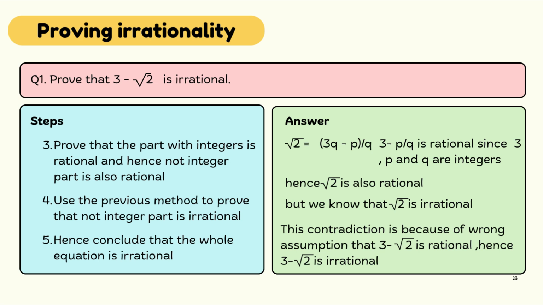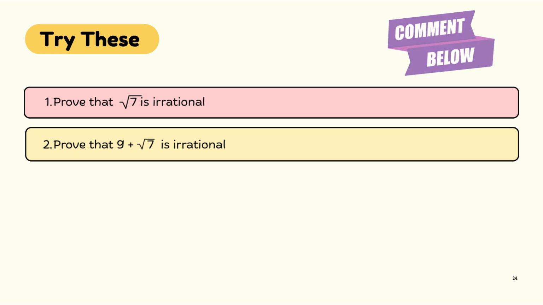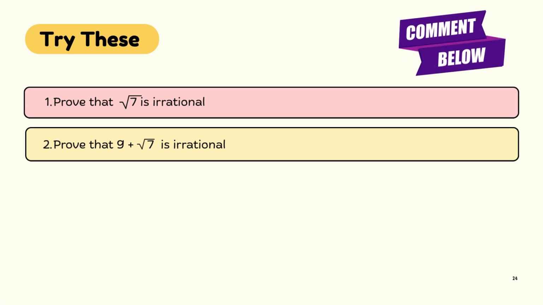This is how you prove irrationality in a real number where there is a rational number added to an irrational number. These are some of the questions that you can try: prove root 7 is irrational and also prove 9 plus root 7 is irrational using the steps given below. This is one of the most famous questions of the CBSE 10th board, which comes for sure at least in your exam once. So preparing this would really help you. Comment below if you have doubts anywhere in this section and we can see how we can solve it.